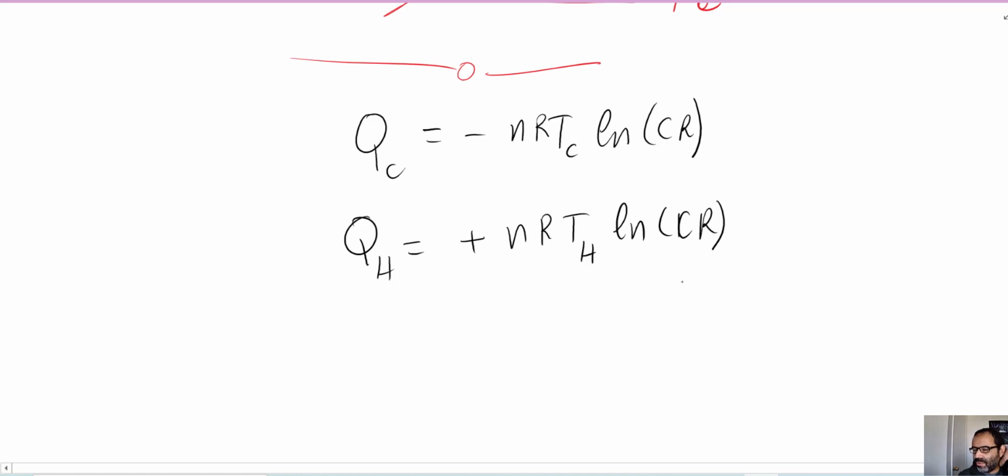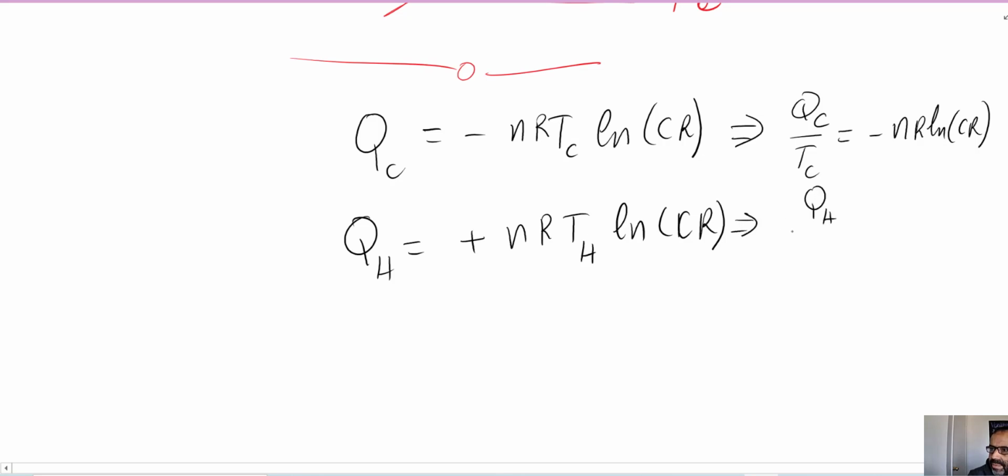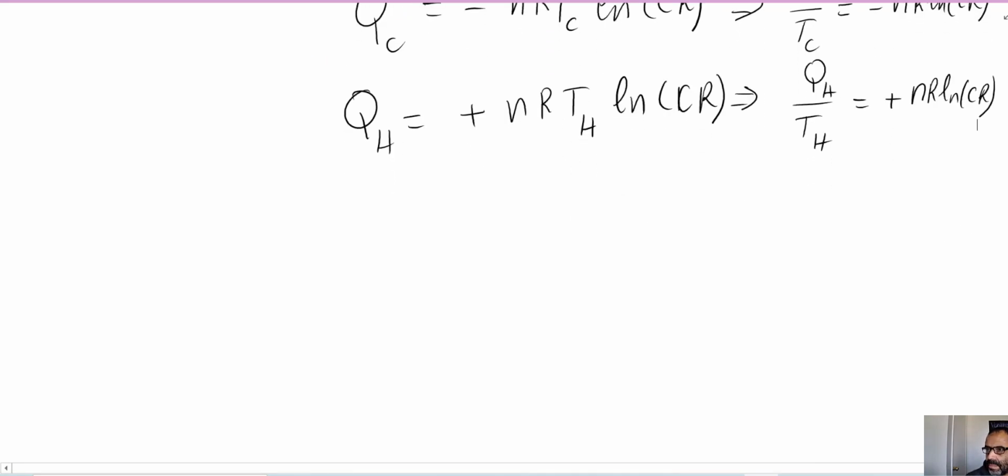If I take the first expression and divide it by TC, this gives me QC over TC is equal to minus nR ln of CR. This is a number, doesn't matter what that is. There's so many joules per Kelvin. And this one is QH divided by TH. It's the same thing, actually. It's a positive nR ln of the same number. So if I add them both side by side, I get 0, because one of them is negative, the other one is positive.